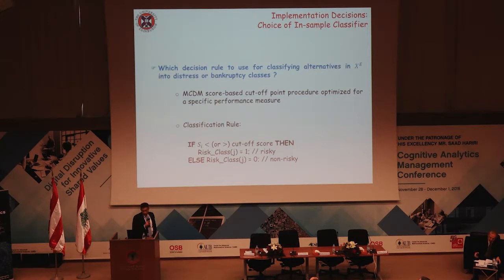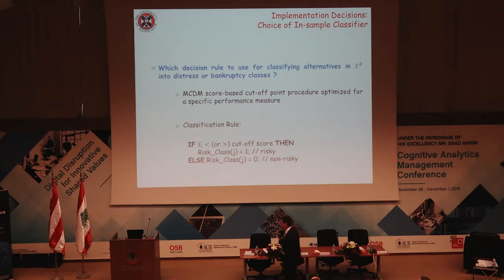So the classification rule basically is the following. If the score of an observation, a company, for example, is less than or greater than, depending on whether the score has to be maximized or minimized, then we assign the entity or the observation to the risk class of risky. Otherwise, it is non-risky. So nothing really new. Okay, just packaging. What is new here, however, is the first part. Okay, and this is crucial. How to optimize the choice of the cutoff point.